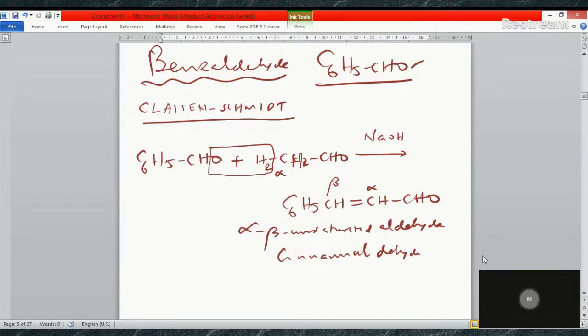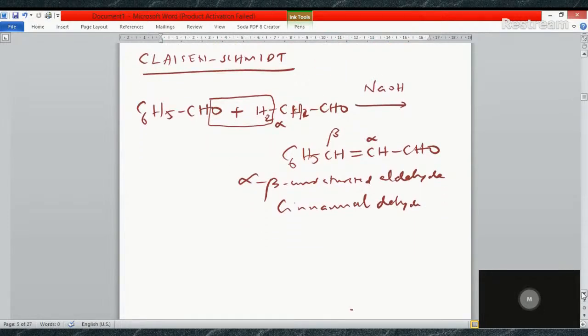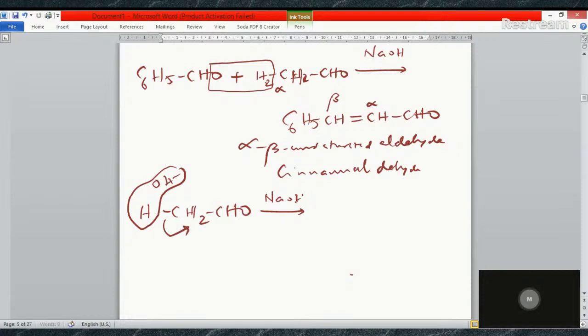And how to explain the mechanism of this Claisen-Schmidt reaction? For easy understanding purposes, it looks like the aldol condensation. I am starting with the acetaldehyde. One of the alpha hydrogens is taken outside in presence of sodium hydroxide. The OH minus will take up the hydrogen to form H2O. So the carbanion is formed as usual. It is the carbanion.